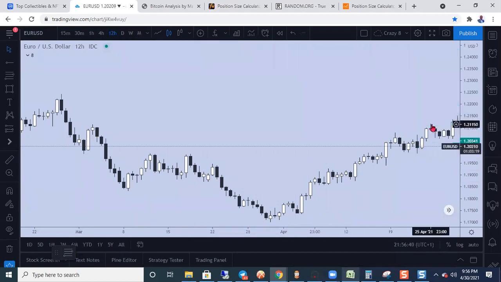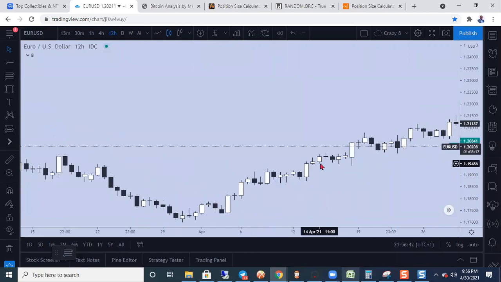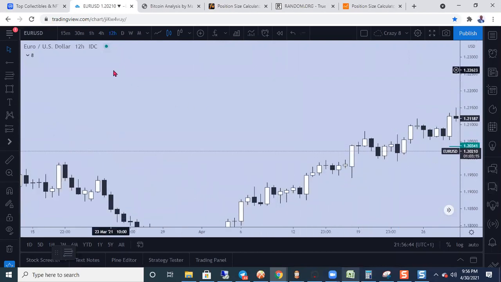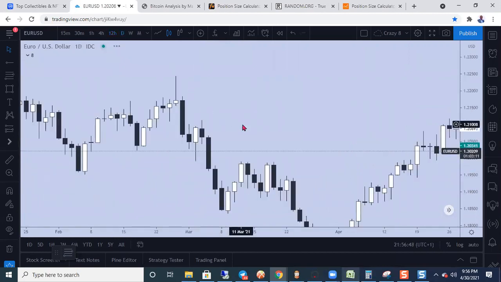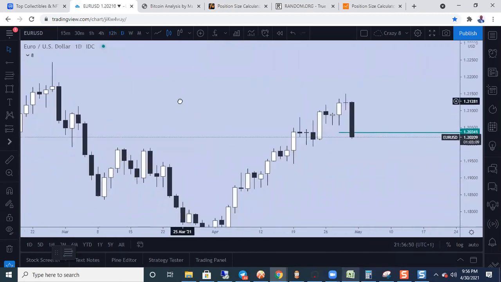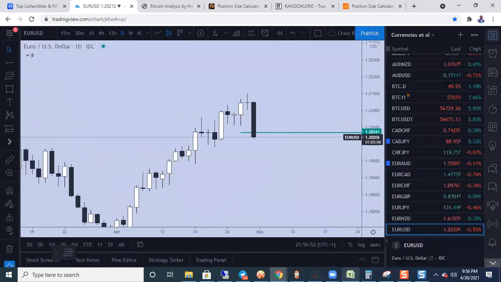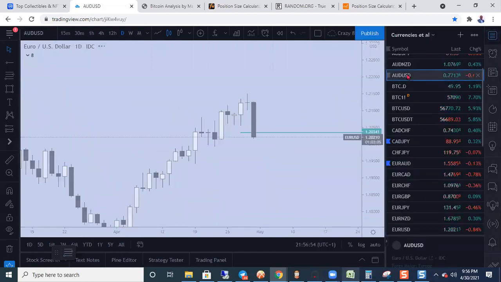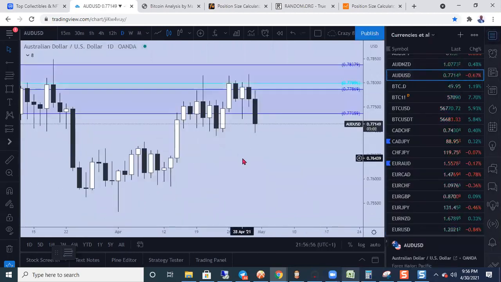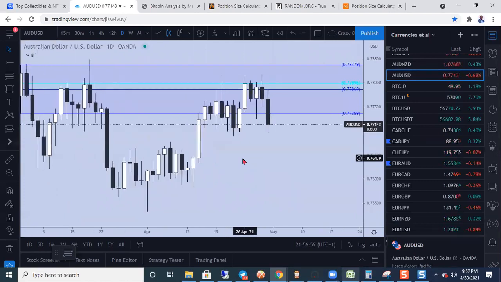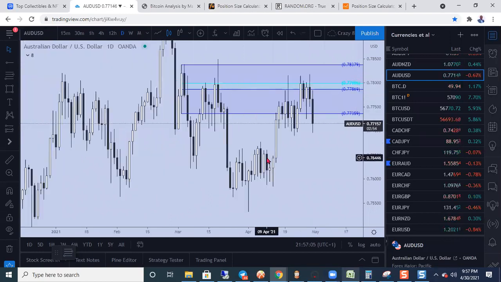So let's go through how we would have traded EU. I'm using the 12 hours here, right? But you could basically have used the 4 hours. In fact, I use mainly the daily. So I sent this signal, was it 2 days ago, AUD USD on the daily, and I hope you caught it. I sent it 2 days ago. This candle was just forming, and then it dropped, right?